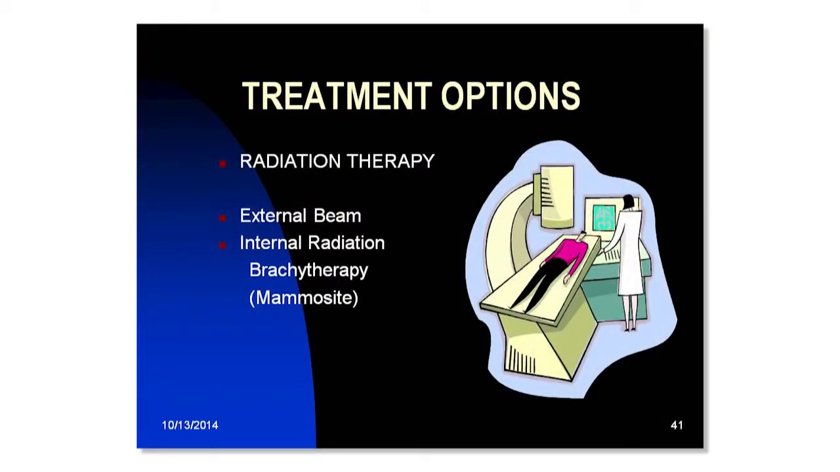And there's 2 types. There's external beam radiation, that's about 38 treatments. They have to do 2 simulations, and then you come back Monday through Friday, and you're here about 15 minutes. It's like an x-ray. You lay on a table, they build a cradle, and you come back for about 36 treatments. Or there's the internal beam radiation, where it's called mammocyte.